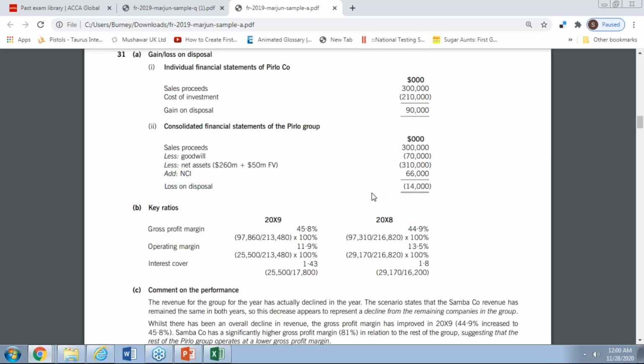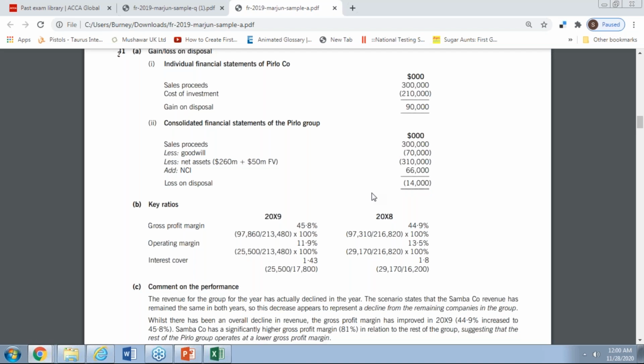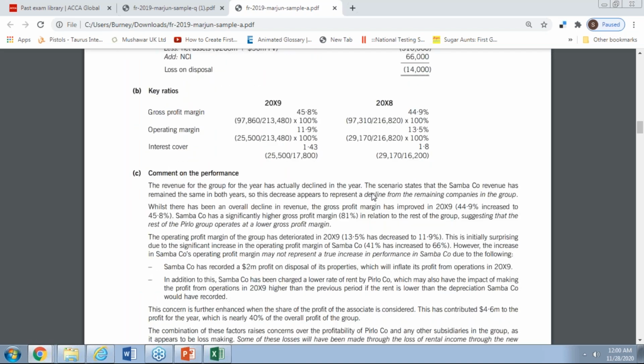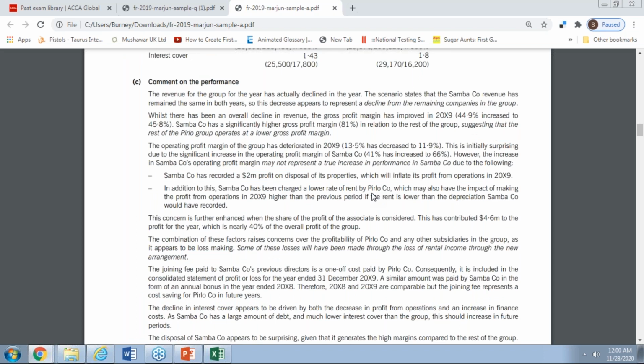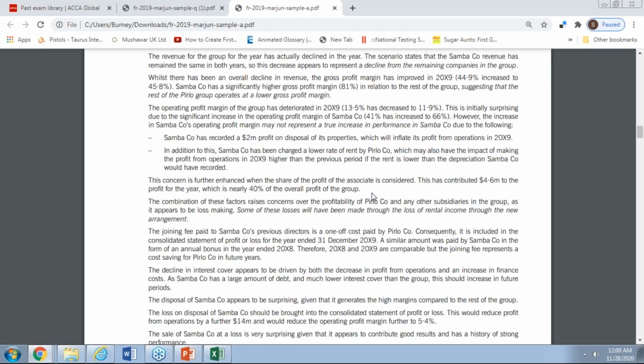So these are the points that you need to discuss. I'm giving you just this point of the examiner's answer. Just read it carefully. Please read the answer of the examiner.